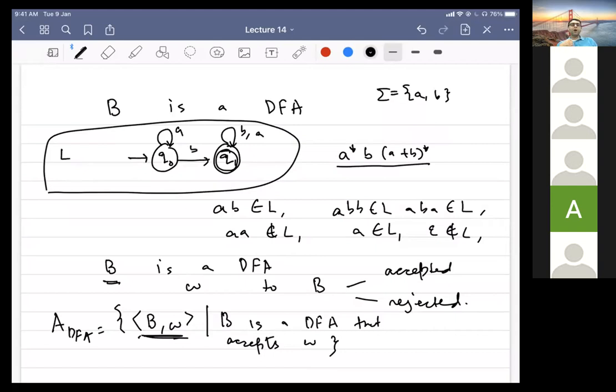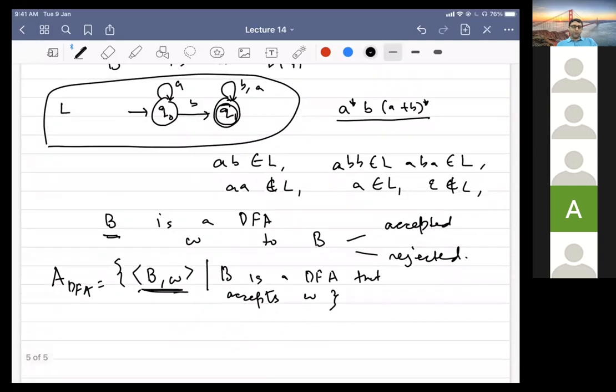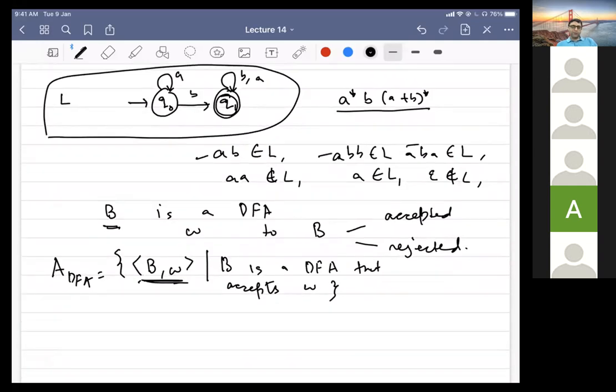Now we know that there will be many pairs of DFAs and strings W which are not in this set. Why? Because those DFAs do not accept some strings, right? Now we know that this DFA accepts this string, this string, this string. So the encoding of this DFA with each of these strings will be members of the set, while the encoding of this DFA and this other string is not here, and so on and so forth. For every DFA, we will have infinitely many pairs which are not in the set, and infinitely many pairs which are in the set, right?